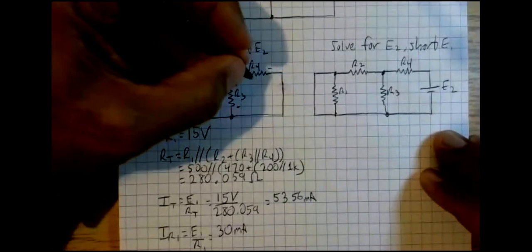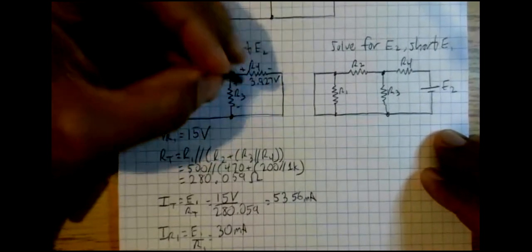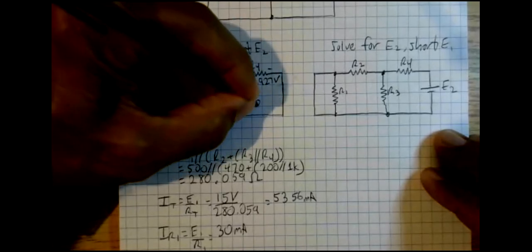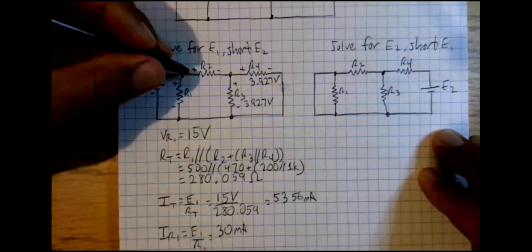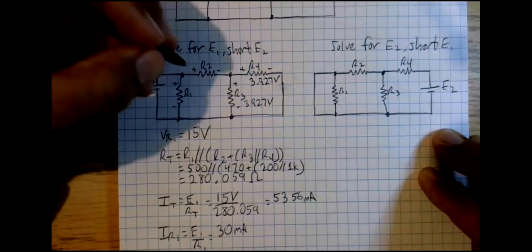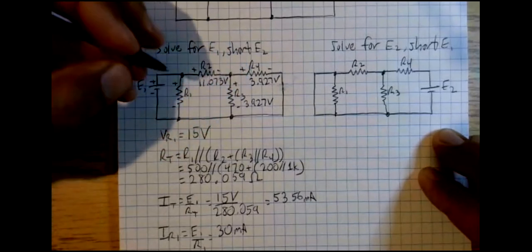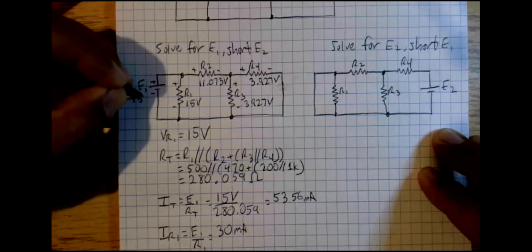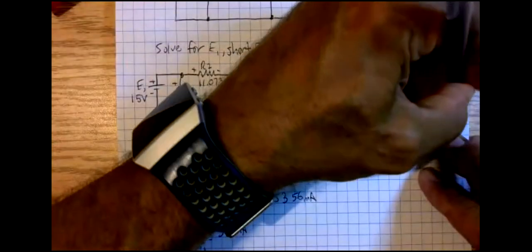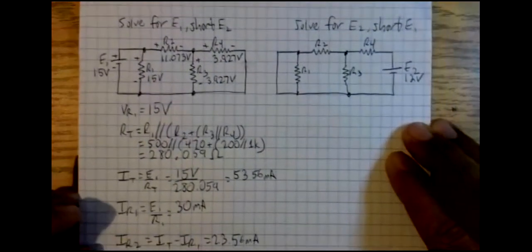So we'll plug those in here. 3.927 volts, 3.927 volts. And VR2 is 11.073. And VR1 is 15 volts, okay, as we know. Okay, so let's solve for E2 now.